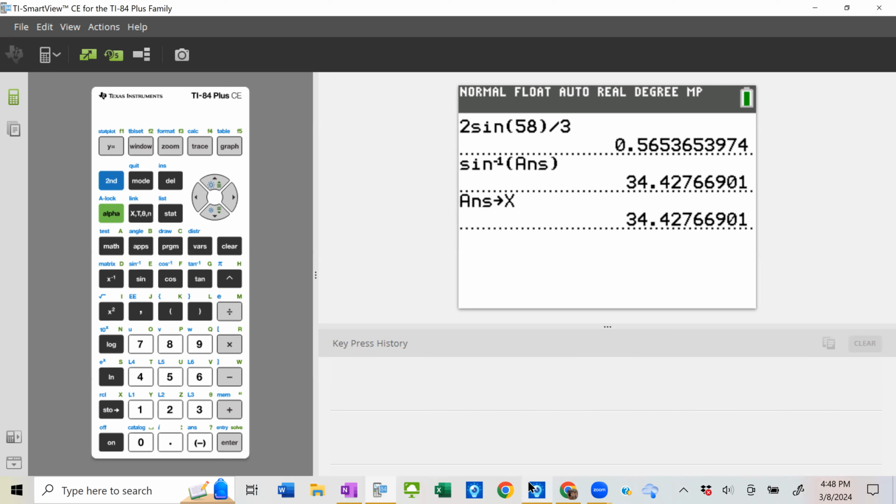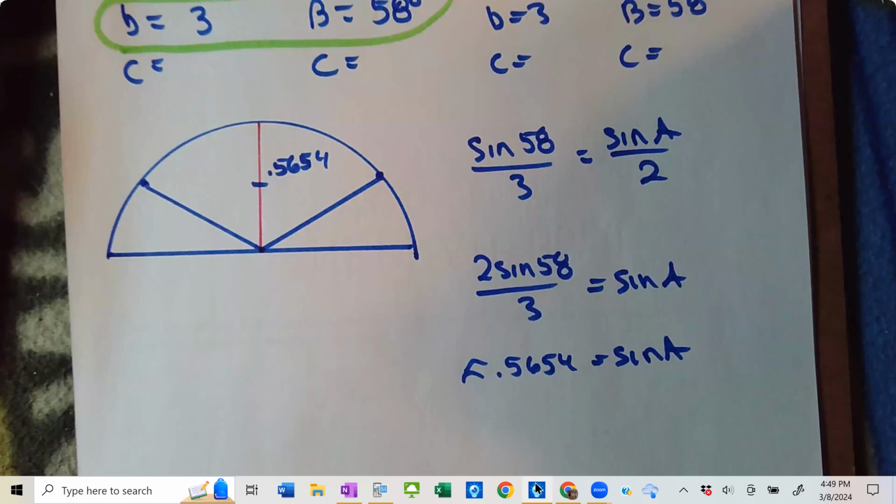So taking a look at this graphically, we had that sine was about 0.5654. So that gave us an angle about here. There's another angle over here. Let's find both of those angles. You don't have to draw these things. You can just work with the calculations. That's fine.